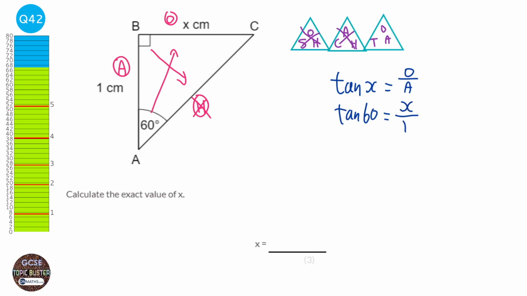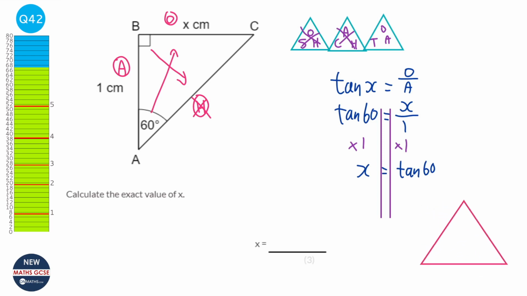So if I times both sides by 1, or just get rid of the fraction, we end up with x equals tan 60. Now you need to know off by heart what tan 60 is, and we can work it out just briefly by drawing a right angle triangle. Sorry, not a right angle triangle, an equilateral triangle.